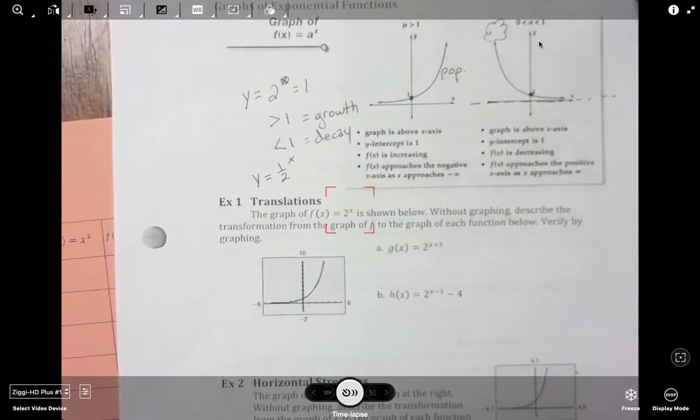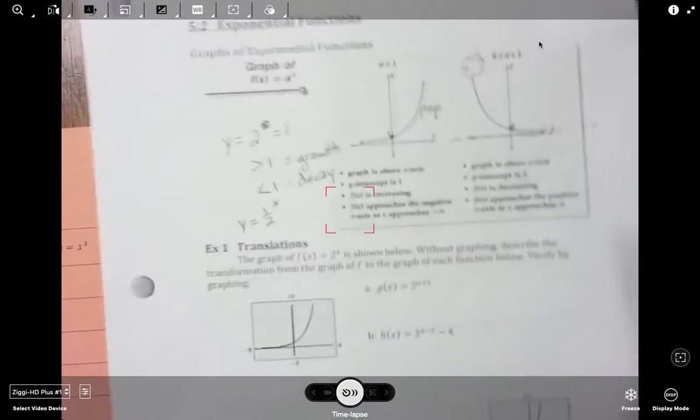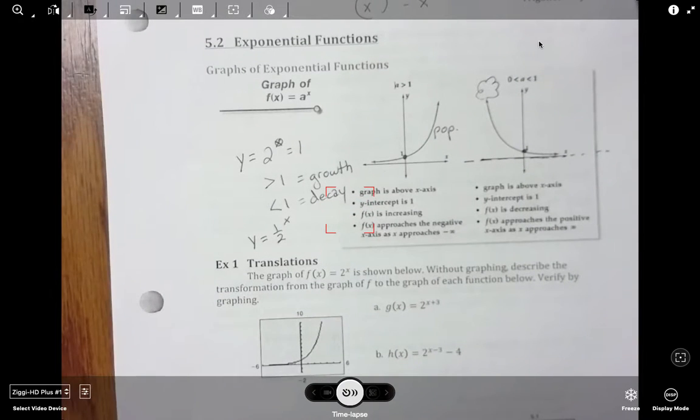So now that we know what exponential growth and exponential decay look like, we're going to talk about translations. So shifting them left, right, up, down, stretching them vertically, stretching them horizontally, that type of thing, okay?